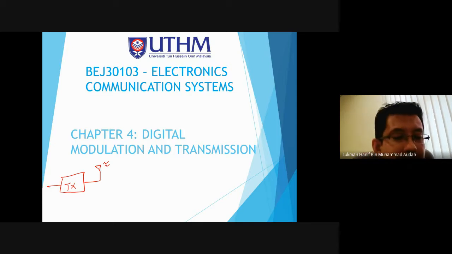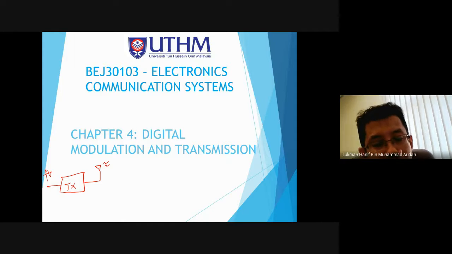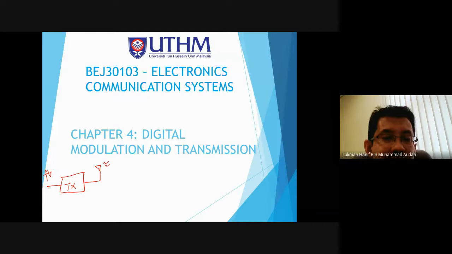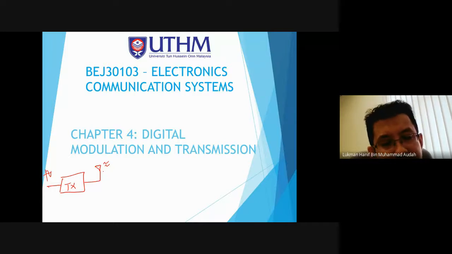Dalam chapter 3 kita menerima semua analog input. Input ke dalam transmitter itu dalam bentuk analog. Bermakna signal itu adalah analog. Itu sebabnya inputnya adalah VMT, VM sin 2pi FMT, which is analog. And we transmit the signal as analog. Kita hantar dalam bentuk analog.